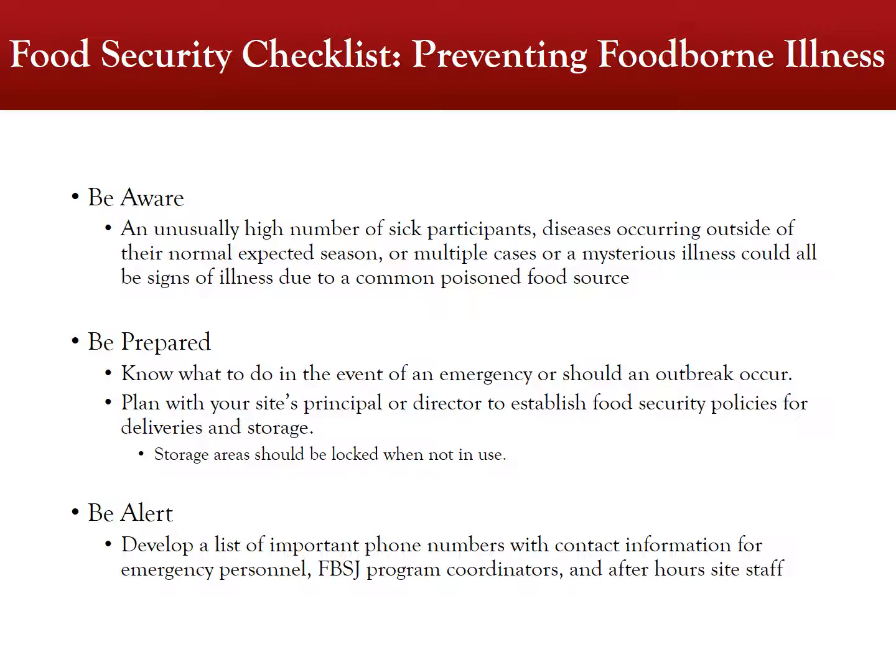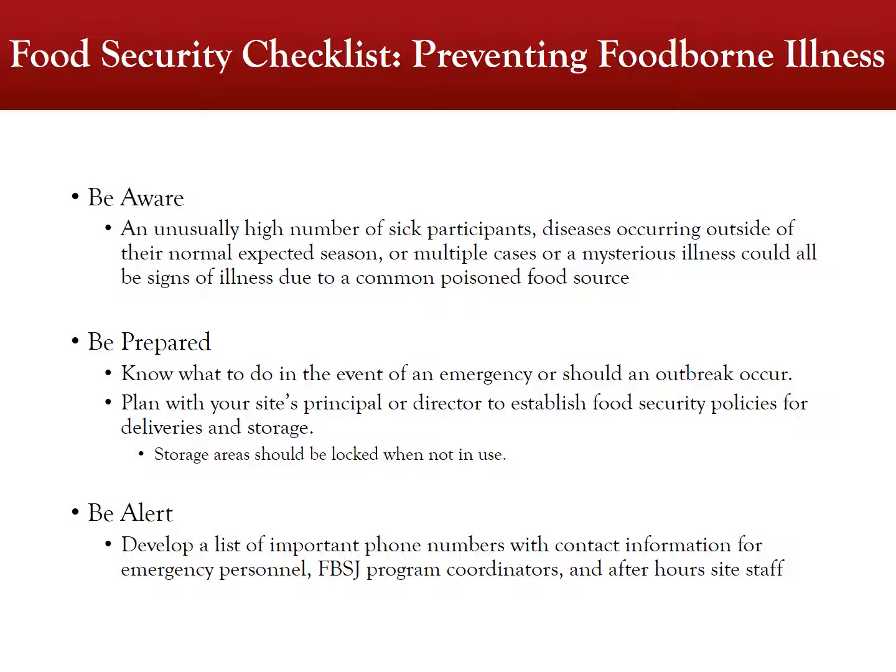The food security checklist is a series of 6 steps that, when followed, can help prevent foodborne illness. First, be aware. If you notice an unusually high number of sick participants or see participants with mysterious illnesses, be aware of the possibility of a common food source as the cause.